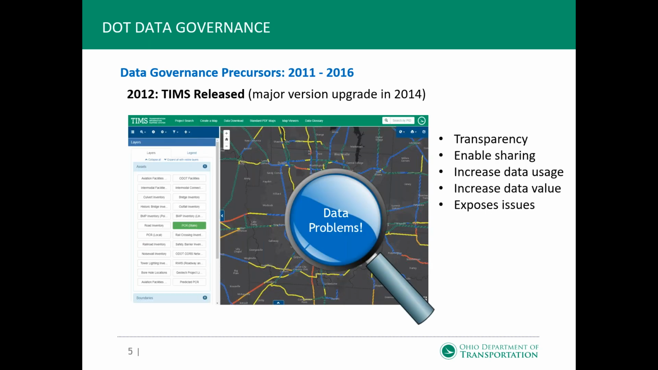And in doing so, we expose a bunch of problems in the data. We increase that usage and sharing of data, and it just exposed all these different issues. And so I think that just the whole TIMS project started that foundation for what could shared enterprise information really do for the agency? How is it valuable? And it started to shift that culture a little bit and that understanding here at ODOT.